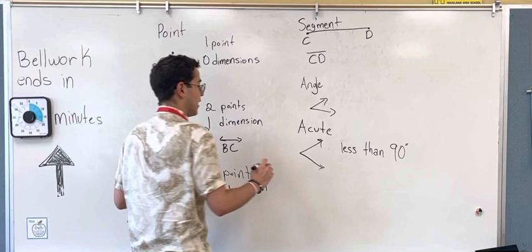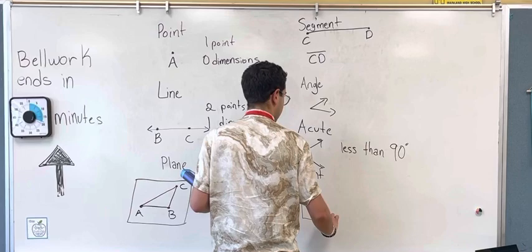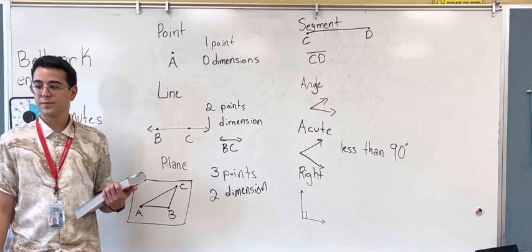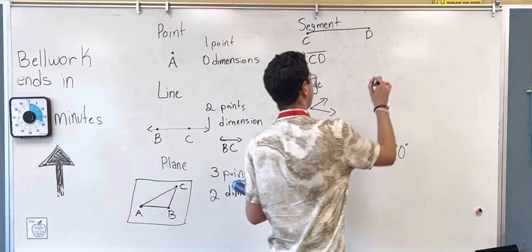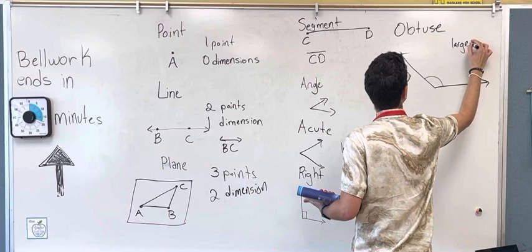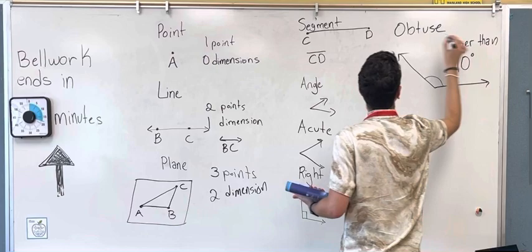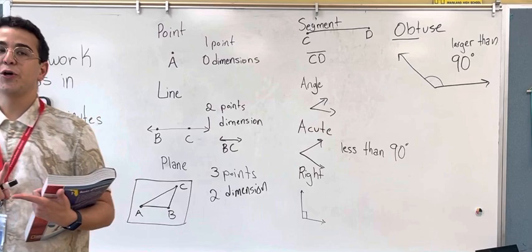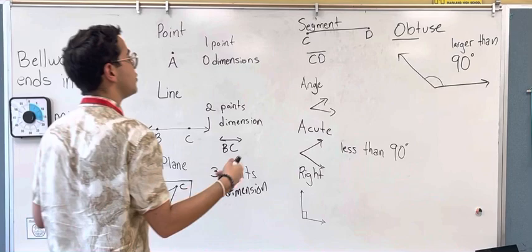A right angle forms a 90 degree angle, and it's always written with a little square. That's a right angle. And then an obtuse angle is larger than 90 degrees. So that prefix OB, think the word obese, right? Obese means large, obtuse means large, okay?